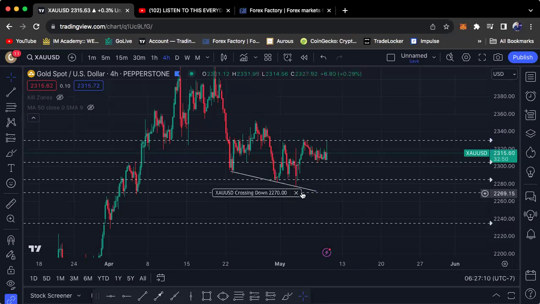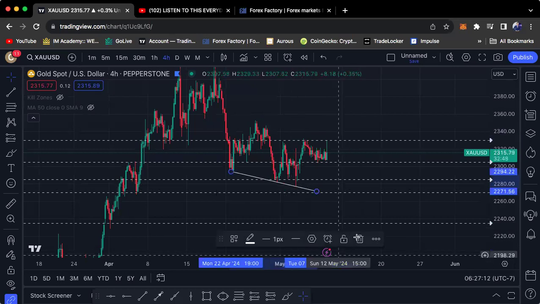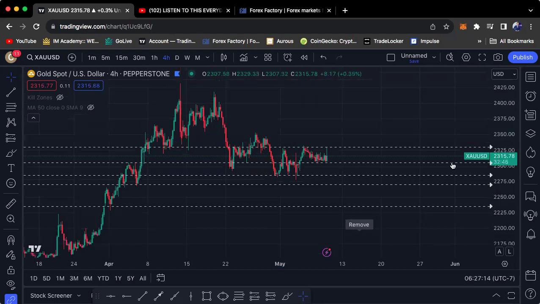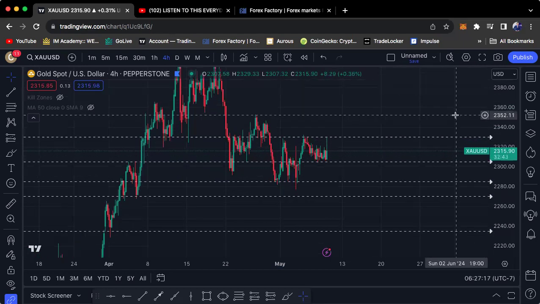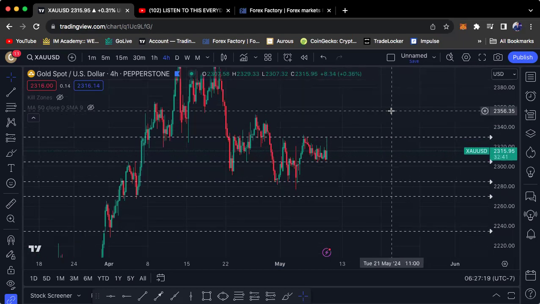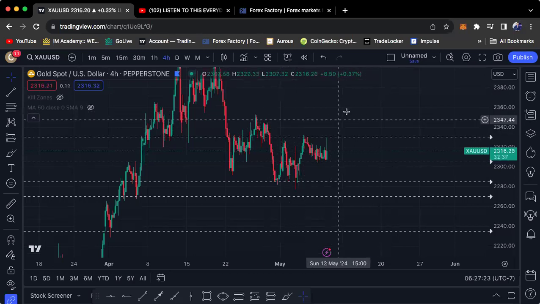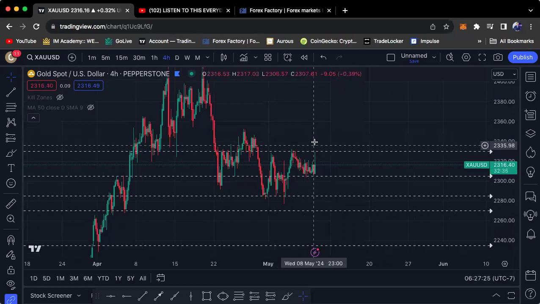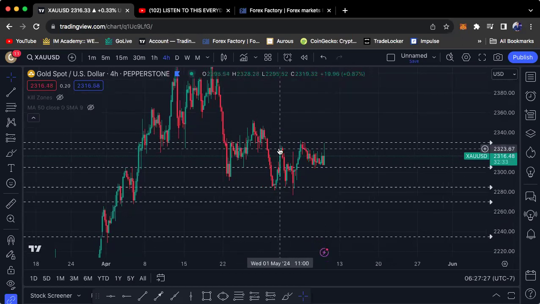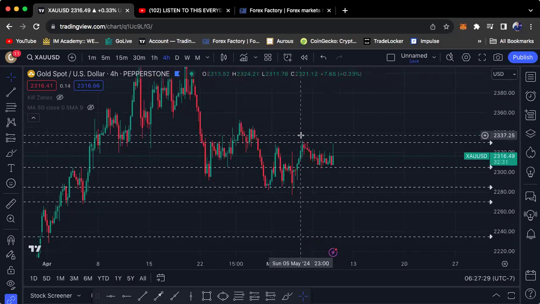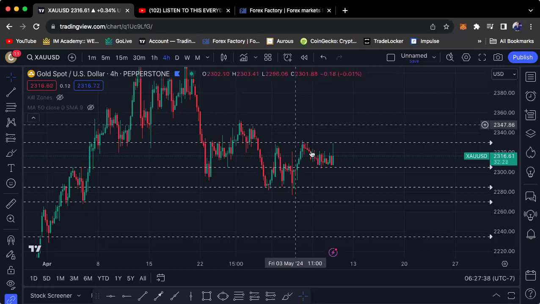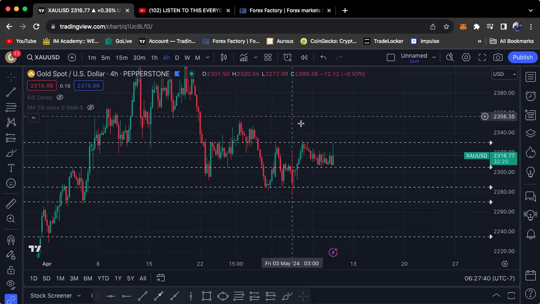Okay, so 4 hour, looking at the overall market direction, I'm still bearish on gold. Unless it breaks structure, it breaks above 2350, then I'm buying gold. But right now, it's consolidating, it's descending consolidation. There's different types of consolidations: ascending consolidation, descending consolidation, and just a regular consolidation.